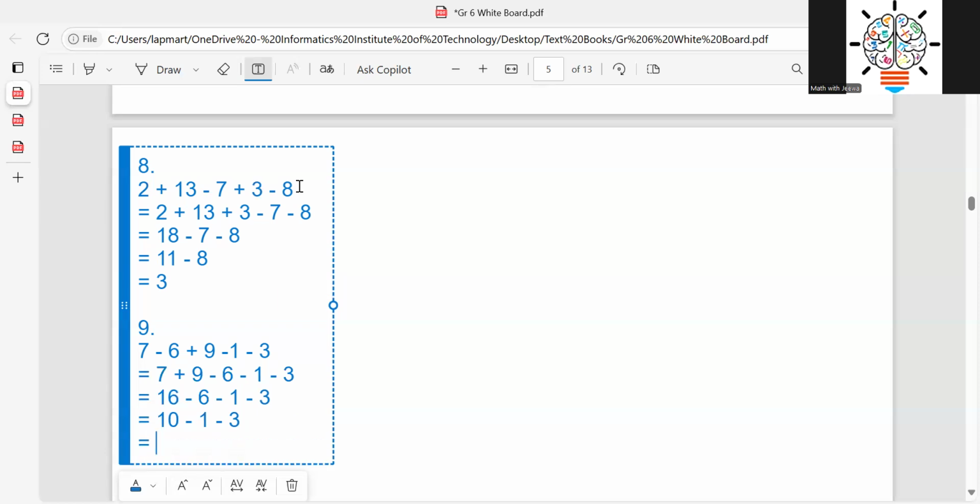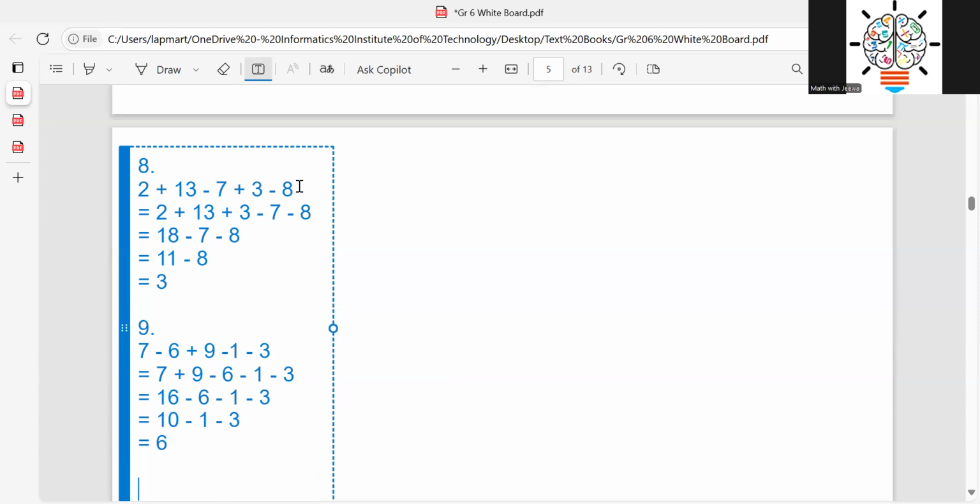That straight away we can get the answer. 10 minus 1 is 9. 9 minus 3 is 6. So 6 will be the final answer. So always double check. If you don't get the answer, you double check what mistake you have made, right? So the final answer is 6.